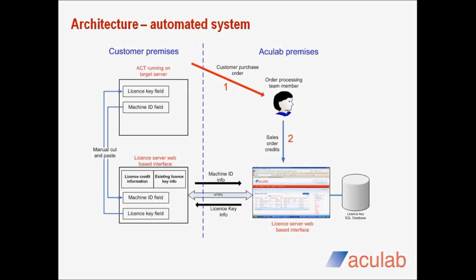What then happens is you'll be informed of the various login details and the information about the credits that you've received via email. You'll then be able to log in at your leisure to the licensing server to take those credits and convert them into the keys that you then take and load onto the target server.